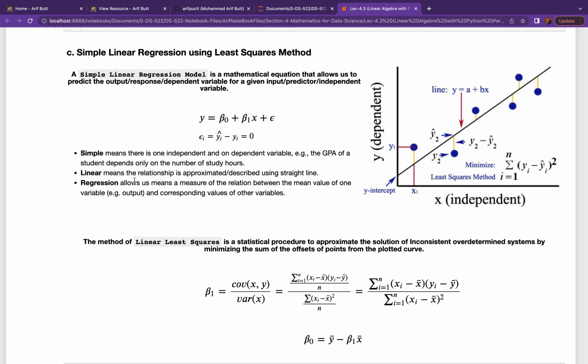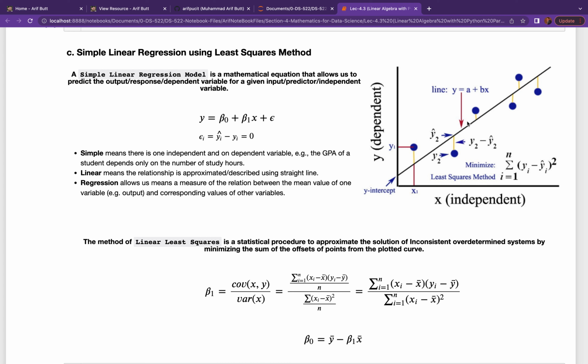Well, regression is a technique used to measure the strength, direction, and causality of both linear as well as non-linear relationship between variables. And finally, the method of least squares is a statistical procedure to approximate the solution of an inconsistent overdetermined system by minimizing the sum of the squares of the errors. Okay, so this is all English. Let us now understand what this actually means using this diagram.